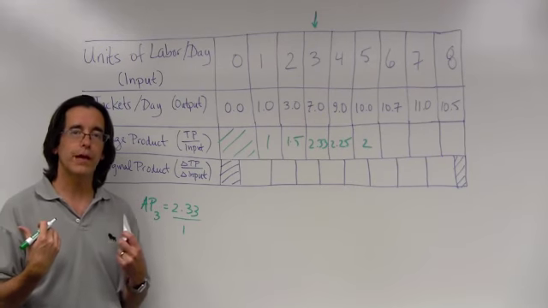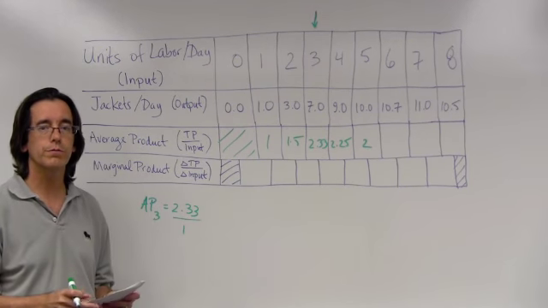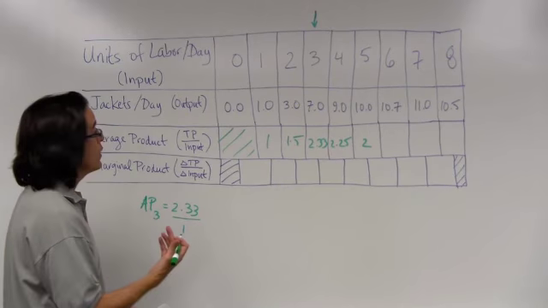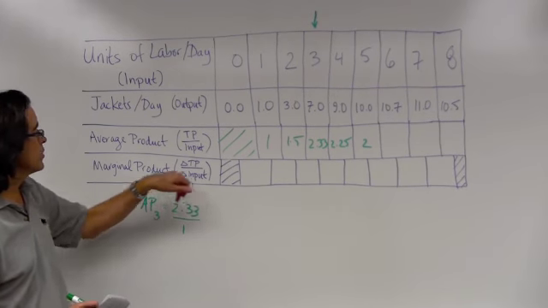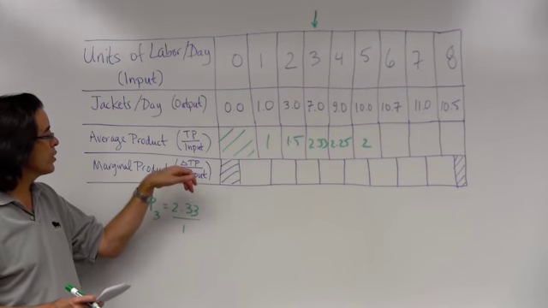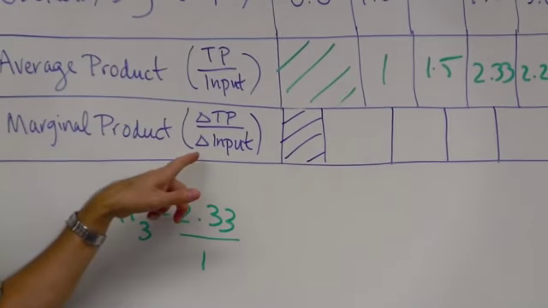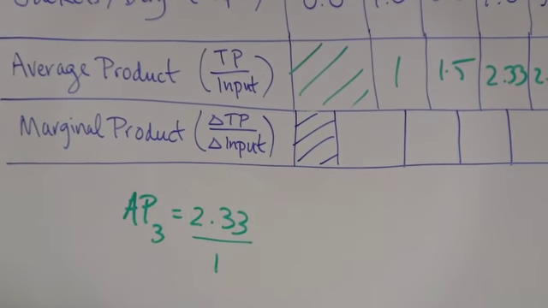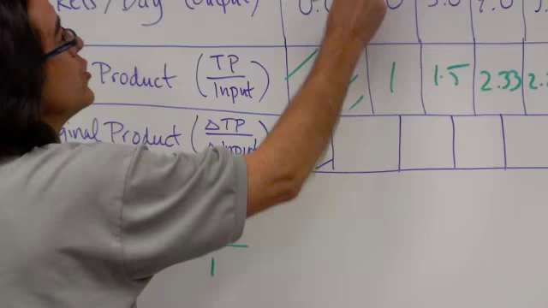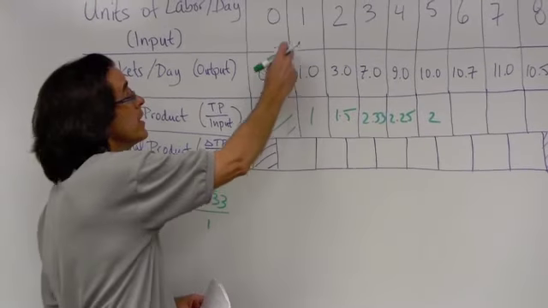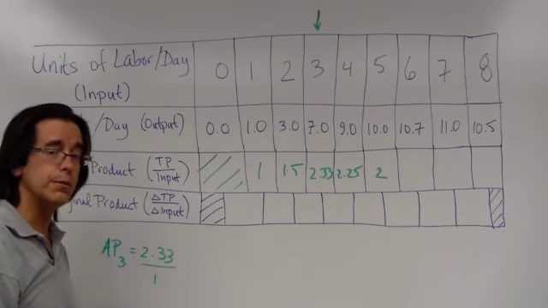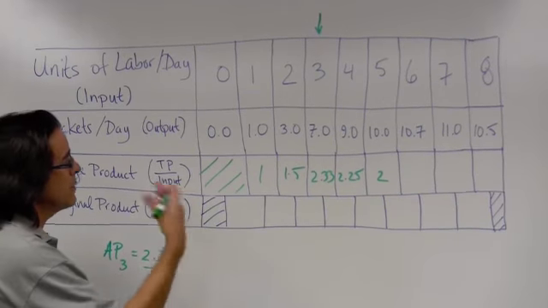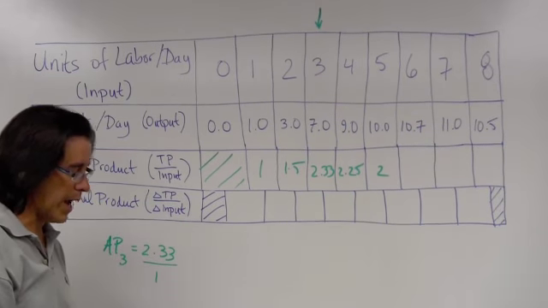It's a backward-looking measure telling us how productive we've been so far. If we look at the marginal product, the equation for marginal product is the change in total product divided by the change in input. So this is going to be a little bit different from our average product.